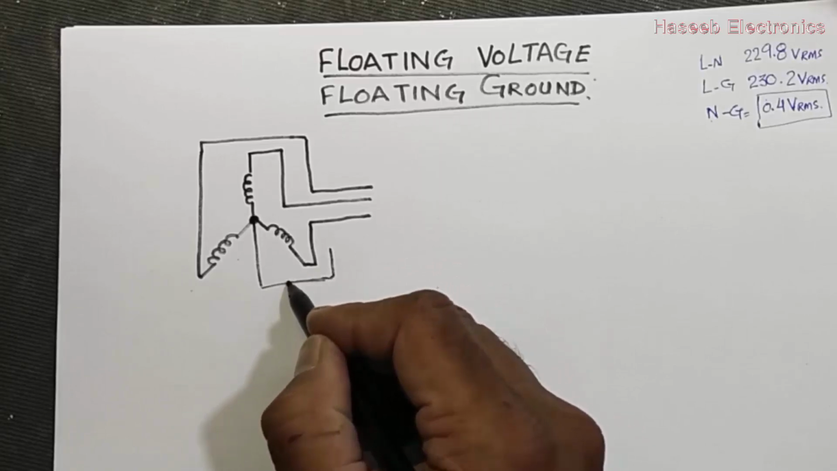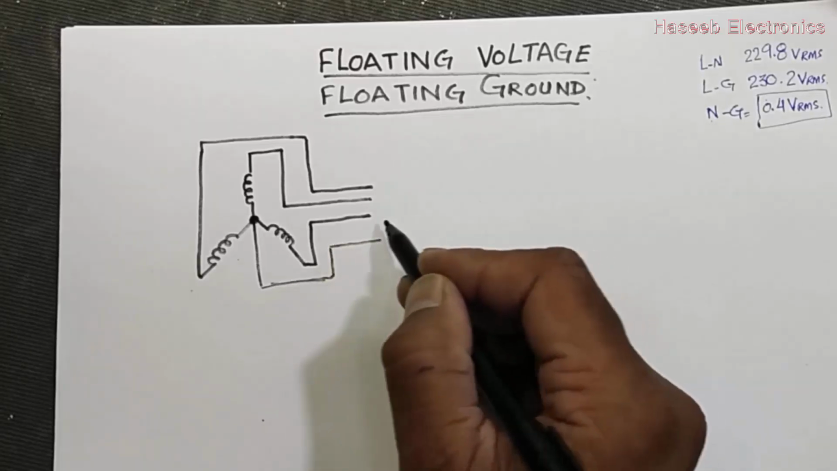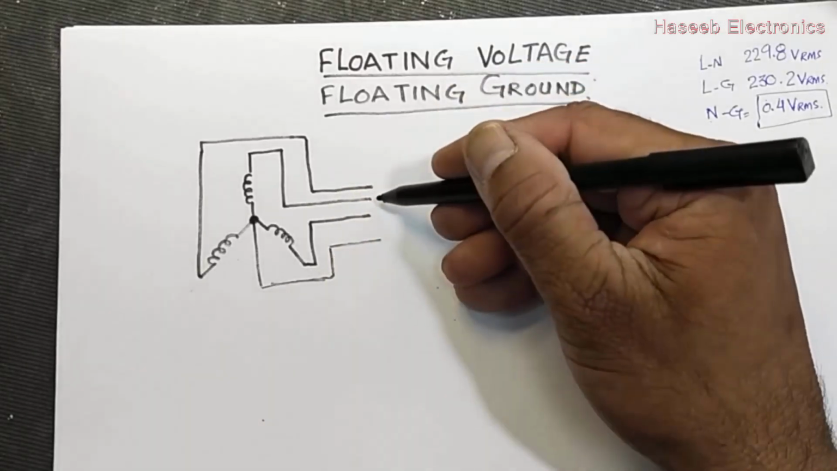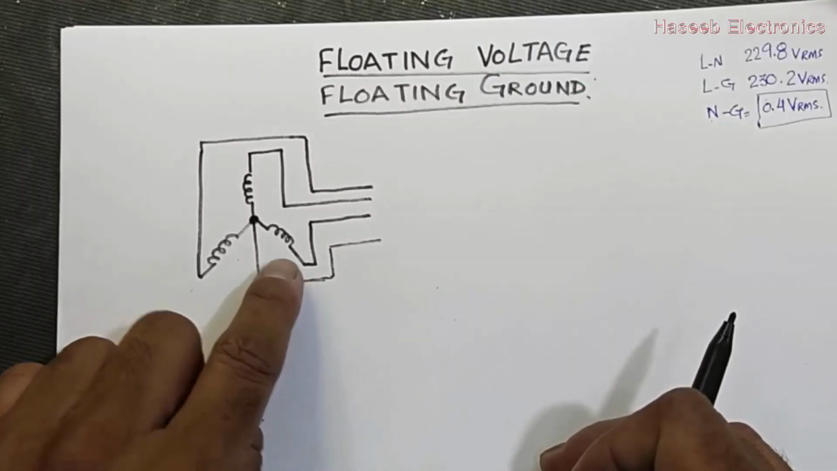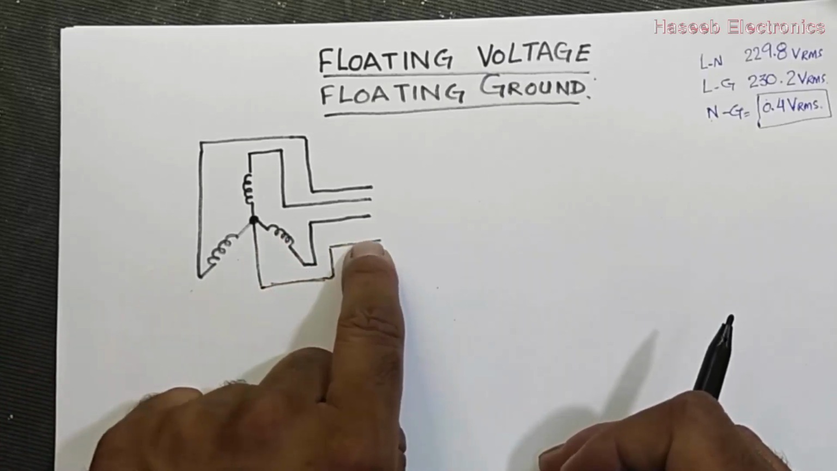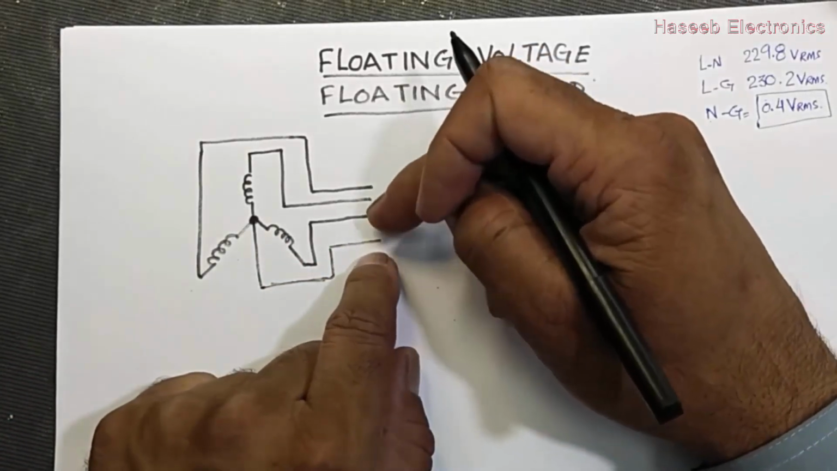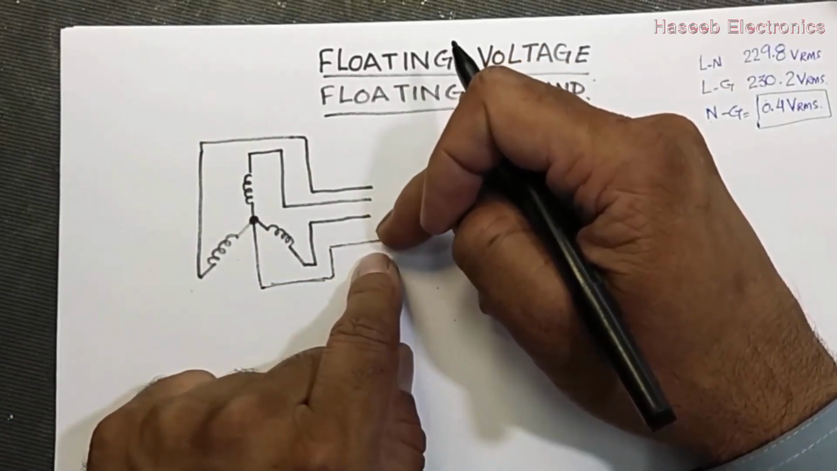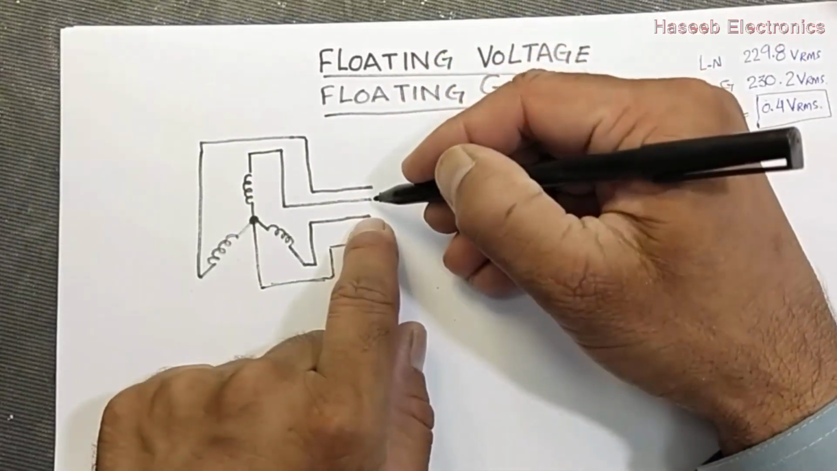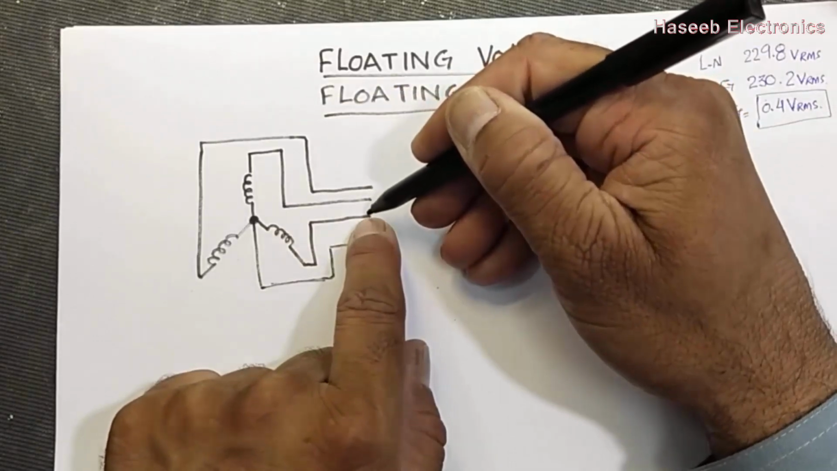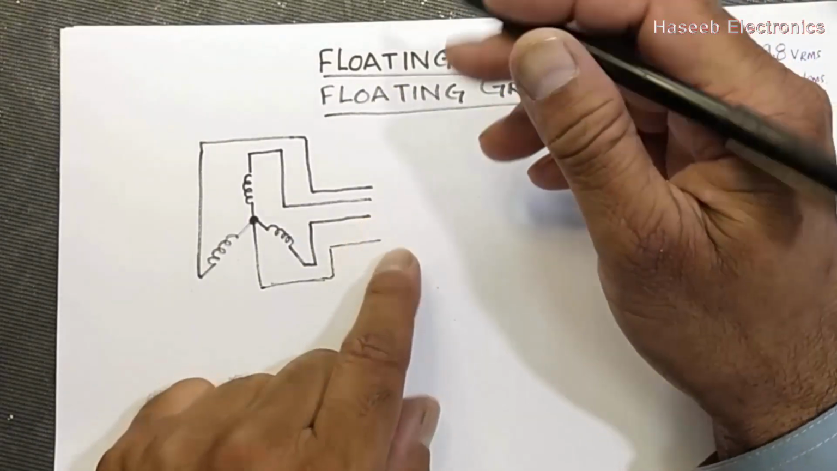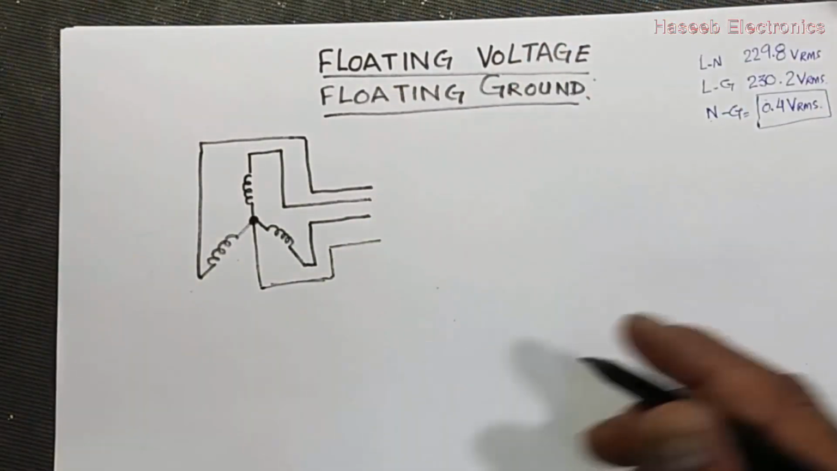And it will travel with these 3 lines. These are lines and this is neutral. Neutral to one line, we will take a line to neutral voltage. We can take this winding to this winding voltage, that will be called phase to phase voltage. Now we have to see some definitions.